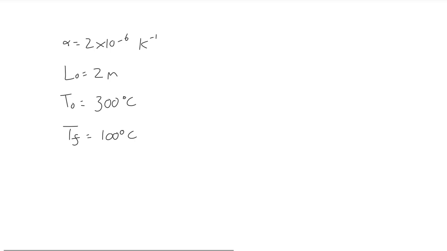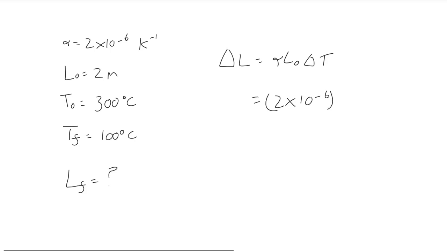The question could then ask us what is the change in length, or, as in this case, it could ask us what is the final length. In other words, what is the initial length plus the change in length. In this example, as the rod is cooled, we would expect the length of the rod to decrease. This will be reflected in our answer by getting a negative change in length, as we shall see shortly. Remember, the change in length is equal to alpha L sub 0 delta T. Alpha, we are told, is 2 multiplied by 10 to the minus 6. L sub 0 is equal to 2 meters, and delta T is the final temperature minus the initial temperature, 100 minus 300.